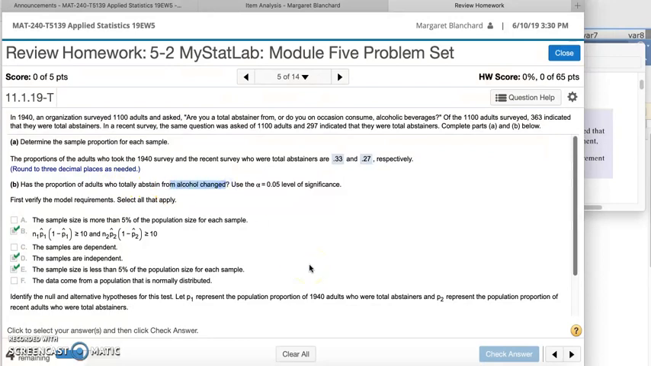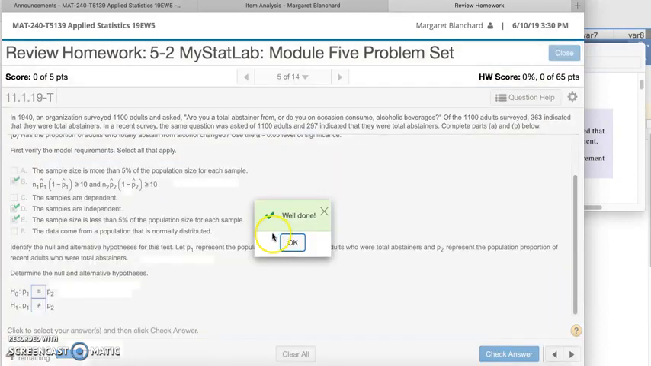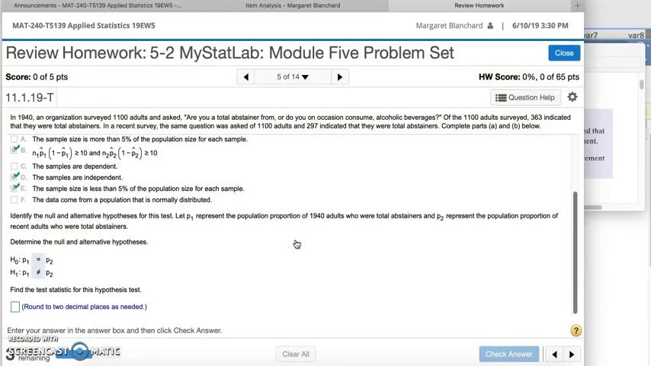Now, if they had said increased, then we would see if P2 is greater than P1. If they said have the number of total abstainers decreased, then we would say that P1 is greater than P2. The fact that they say just changed tells us that they just want to know if these two proportions are different from one another, or not equal to. So let's check our answer. Well done.